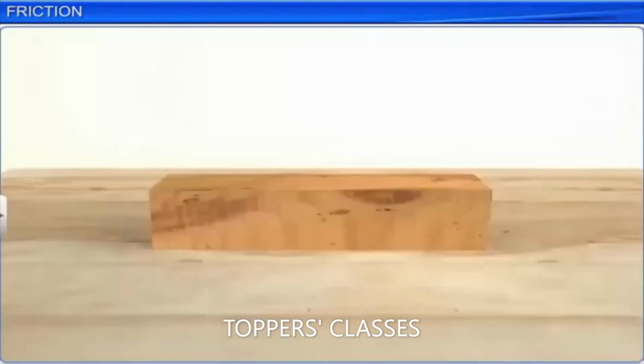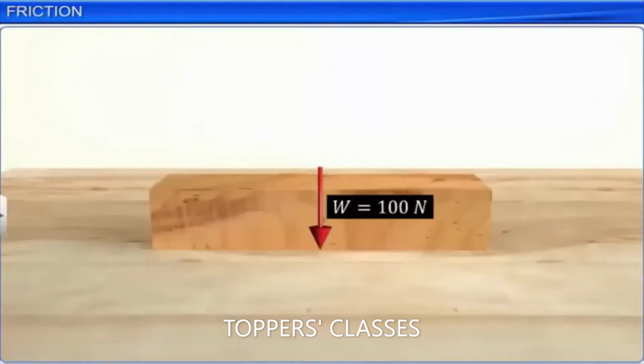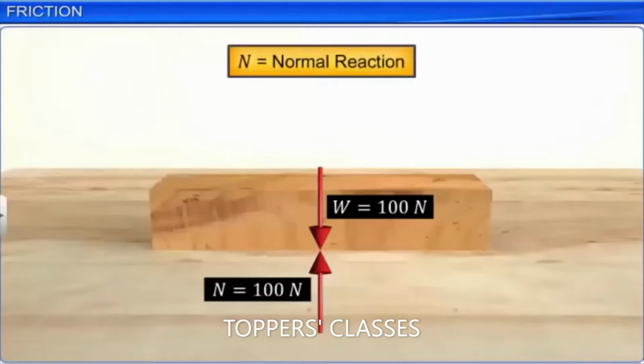Place a cuboidal-shaped wooden block weighing 100 Newton on the wooden table top. The weight of the block will be acting vertically downward and will press the tabletop down. The tabletop will press the block up with a force equal to the weight of the block. The upward force of the tabletop on the wooden block is known as normal reaction.